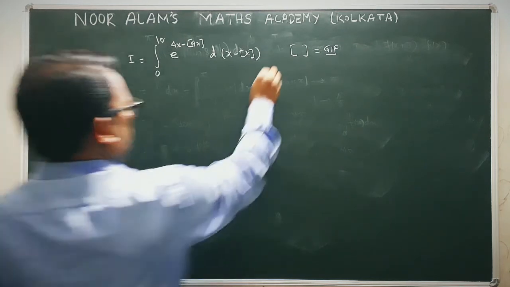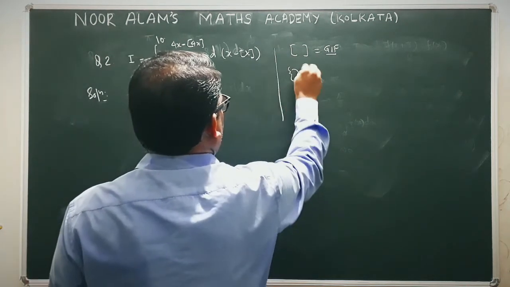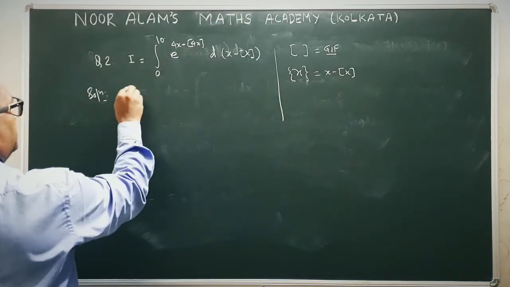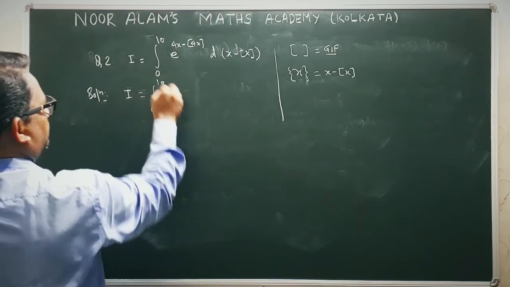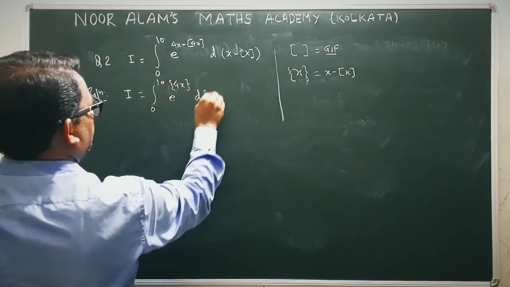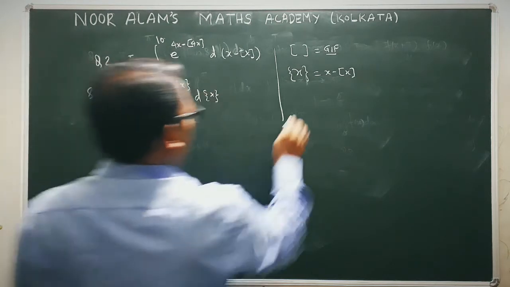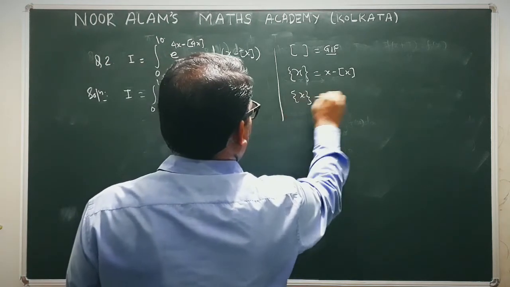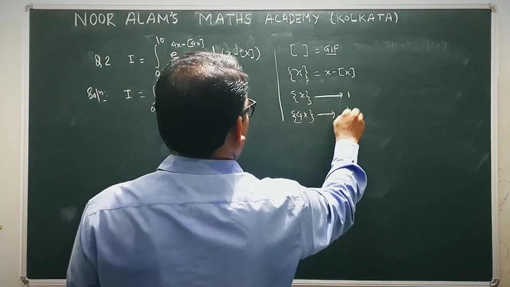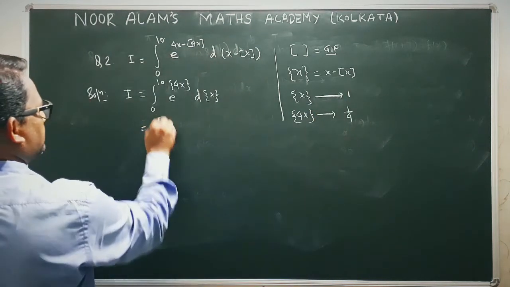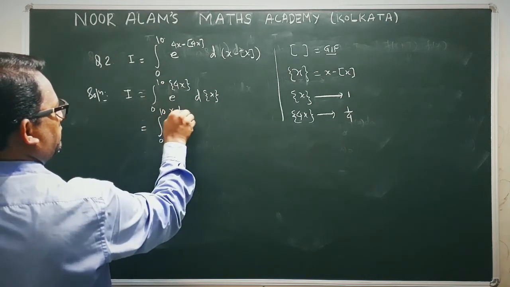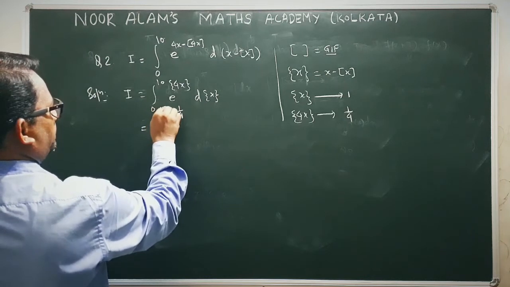Now we know one definition, that the fractional part of x is x minus box of x. So according to this definition, we can write 0 to 10 e power fractional part of 4x d fractional part of x. Again we know that fractional part of x has the period 1. So 4 times fractional part of x has the period 1 by 4. As a result we can write 10 as 1 by 4 into 40.